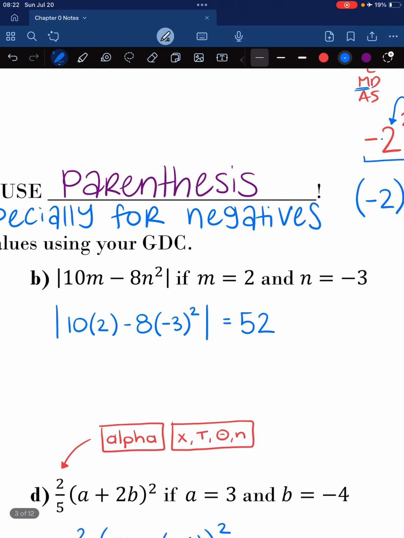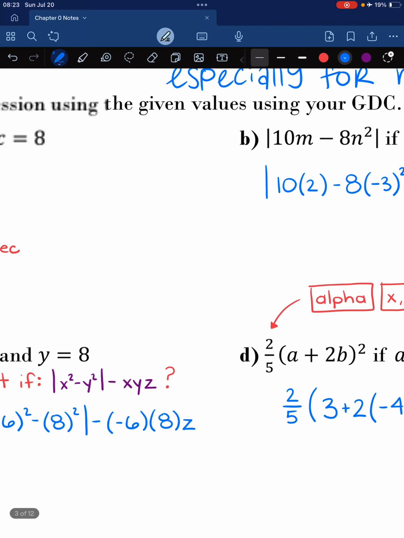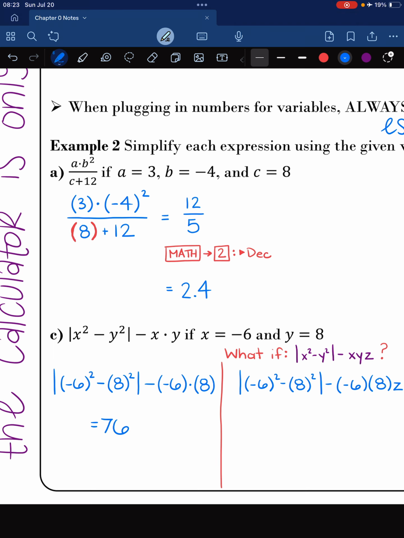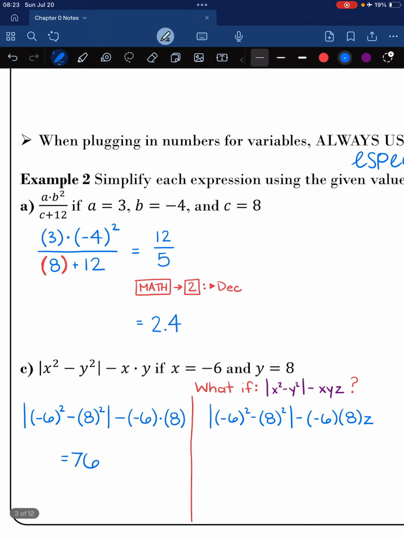Okay, option number B. We need to remember where those absolute value bars are, and then we just go ahead and type everything in the calculator. Again, being so careful with parentheses because we're trying to square that -3 there. And hopefully we get 52 as the answer. Okay, C. Again, we can see it's pretty straightforward. We can go ahead and solve that. I did that on the left.